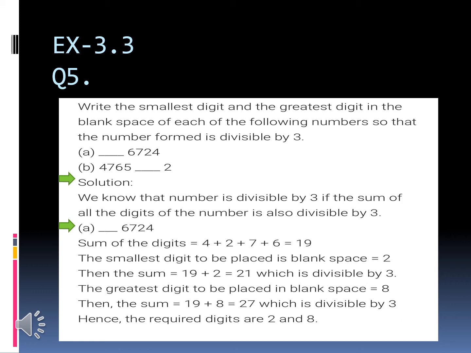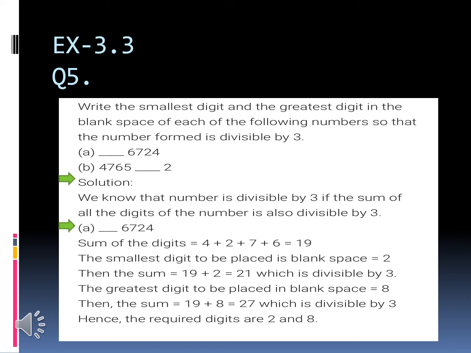The number is divisible by 3 if the sum of all the digits of the number is divisible by 3, right? So let's start with A part. Dash 6724. So it is a 5-digit number. One digit is missing. So for finding the sum of all the digits, let's try to find out the sum of the given digits. That is 4 plus 2 plus 7 plus 6 is 19.